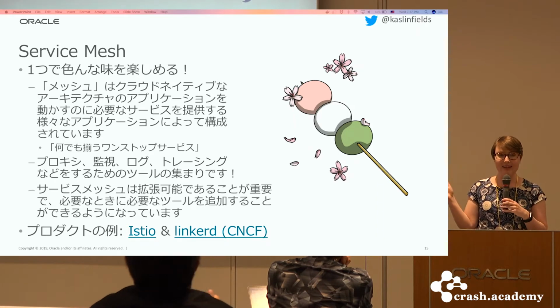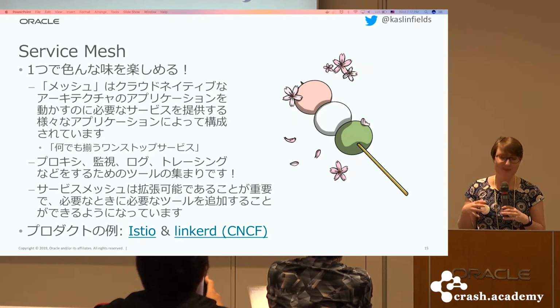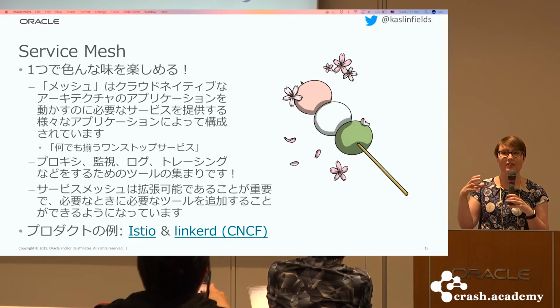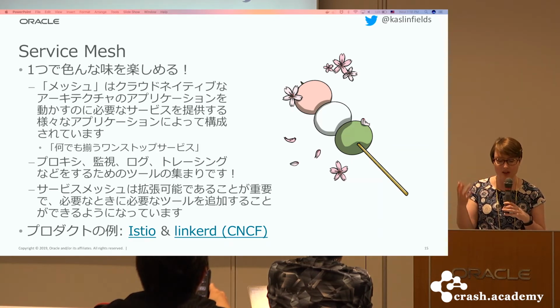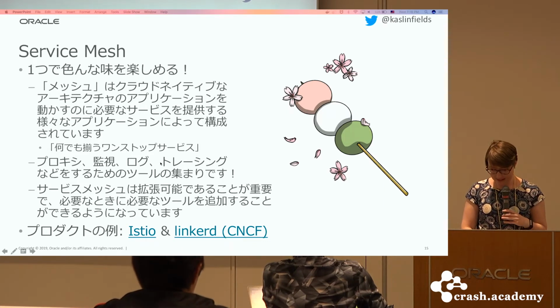Or in this case, hanami dango. It's got 3 different flavors on one stick. So the service mesh contains many different services that you may need to use for your containerized architectures, all in one place. It includes things like proxies, monitoring, logging, tracing, and all sorts of other good stuff.